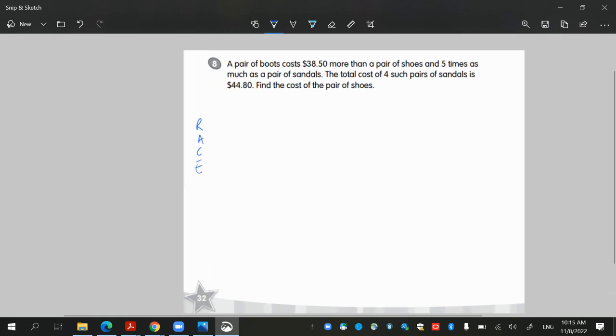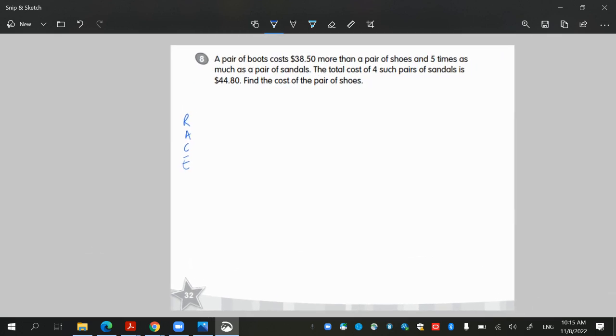Question 8, page 32. A pair of boots costs $38.50 more than a pair of shoes and 5 times as much as a pair of sandals. The total cost of 4 such pairs of sandals is $44.80. Find the cost of the pair of shoes.